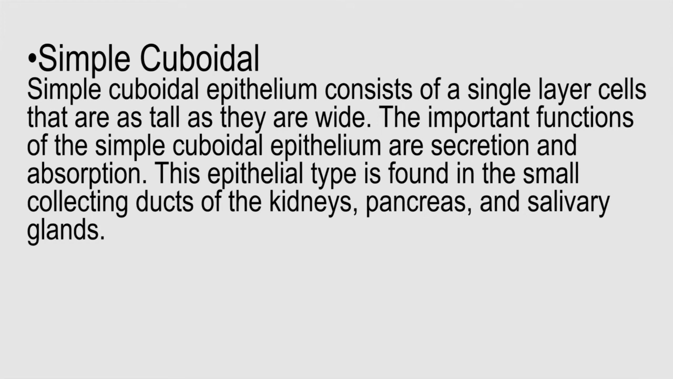Simple cuboidal. Simple cuboidal epithelium consists of a single layer of cells that are as tall as they are wide. The important functions of the simple cuboidal epithelium are secretion and absorption. This epithelial type is found in the small collecting ducts of the kidneys, pancreas, and salivary glands.